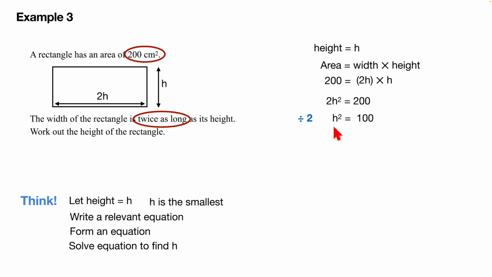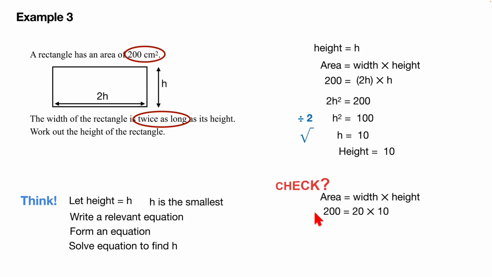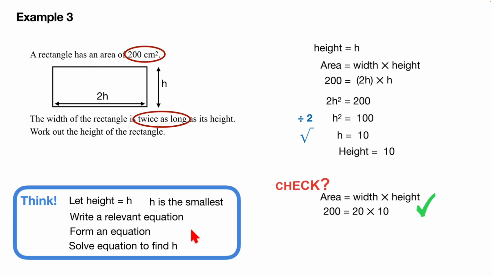Divide it by 2 to make h squared equals 100. And square root that, h equals 10. Then 200 equals 20, which is the width, times the height, which is 10. Brilliant. Very confident with that. So don't be afraid to have a think. Make the variable the smallest and write a relevant equation.